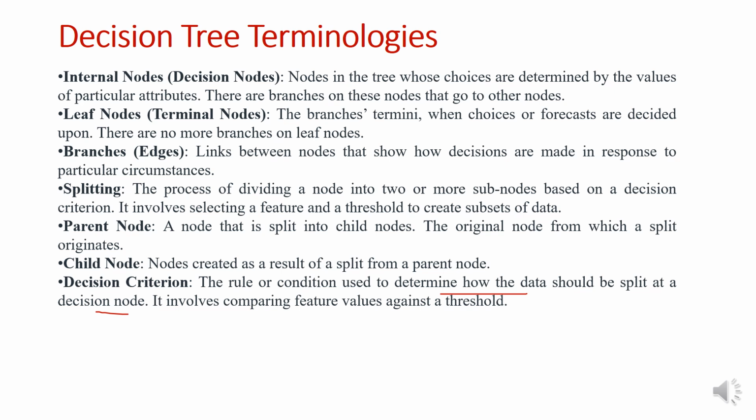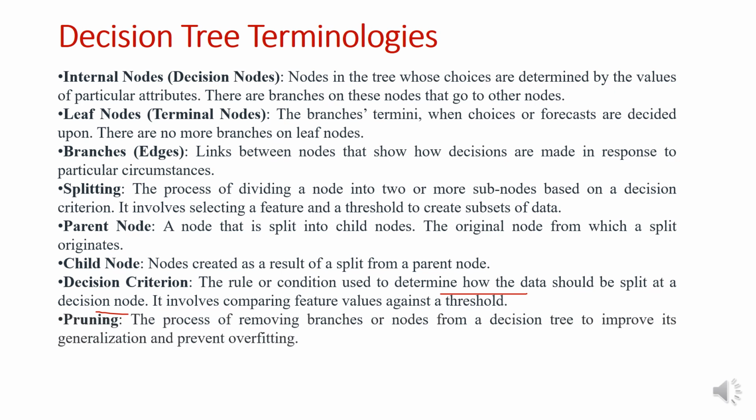If you take any of the problems like ID3 or C4.5, based on some decision, we are going to choose a node as a root node, and then we are going to branch it into subnodes. That is nothing but based on some threshold. Next, pruning. The process of removing branches or nodes from a decision tree to improve its generalization and prevent overfitting is called pruning.